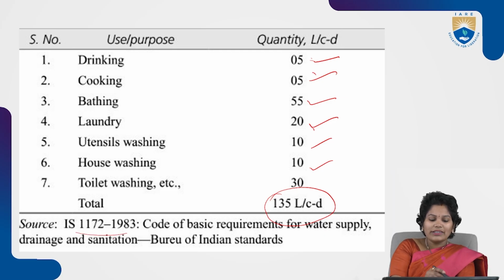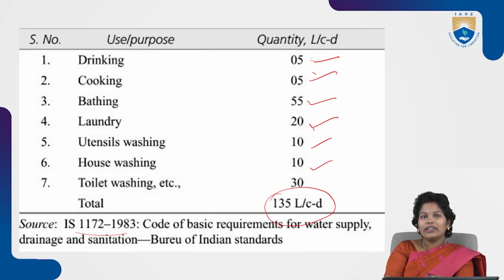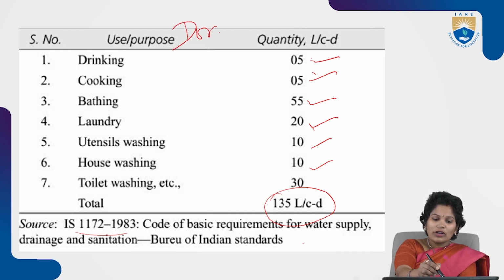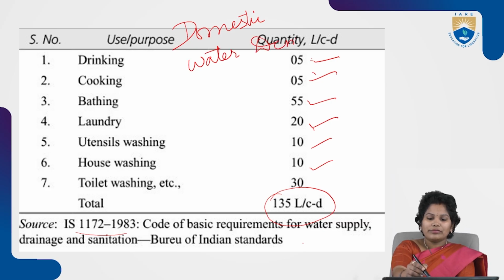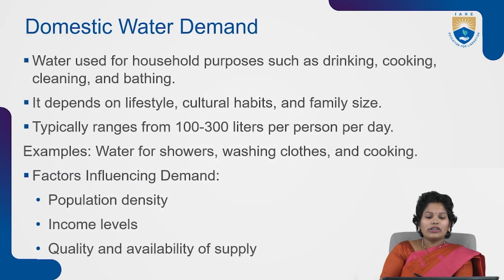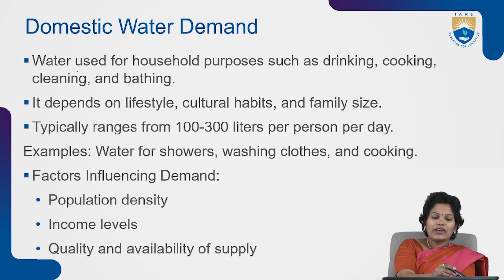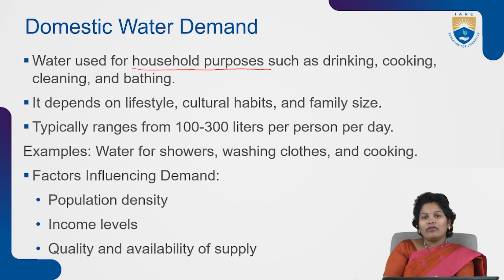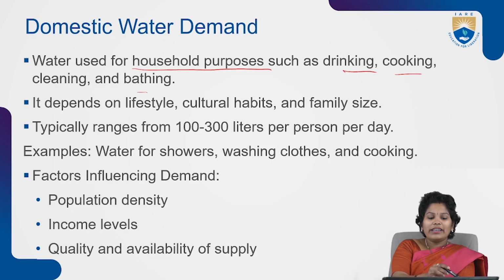According to the source IS 1172 1983, Bureau of Indian Standards, 135 liters per day is for domestic use. This is completely for domestic water demand. Next, domestic water use: water used for household purposes we call domestic water demand, such as cooking, drinking, cleaning, bathing. All these come under domestic purposes. How much water is consumed depends on the lifestyle.